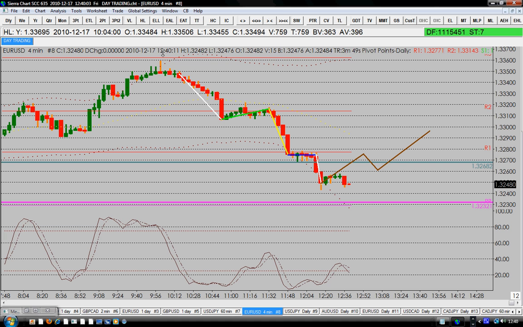As you can see here, they moved it from R3, this is the R3 pivot level, down to R2, which is here. They moved it from R2 down to R1. Now what are they trying to do? They try to move it from R1 down to the central pivot level. Be aware of that. That's why it's so important to have your pivot levels on your chart.